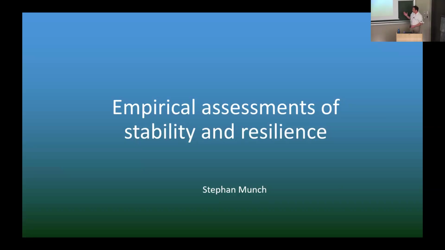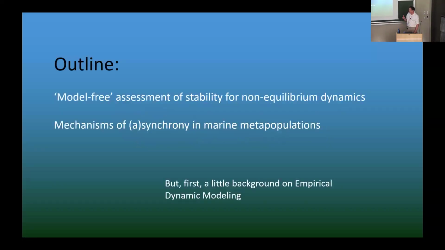So I'm going to talk about 2 projects today. One is a model-free approach to assessing stability for non-equilibrium systems. And then the second one is about thinking about mechanisms maintaining asymmetry in marine metapopulations. But first, I'm going to give a little background on empirical dynamic modeling and why I think this is a useful tool for these guys.